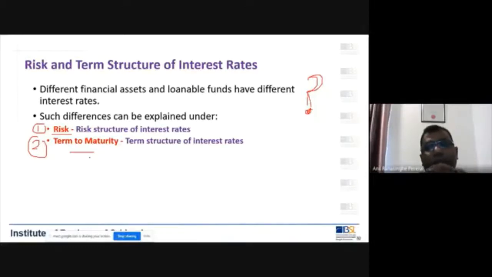Some rates are affected by the risk. Some rates are affected by the term or the time period. So the impact of the risk is theoretically explained by the risk structure of interest rates. The impact of the maturity, which means the duration, is explained by the term structure of interest rates. So let's look at each of these in a little detail.